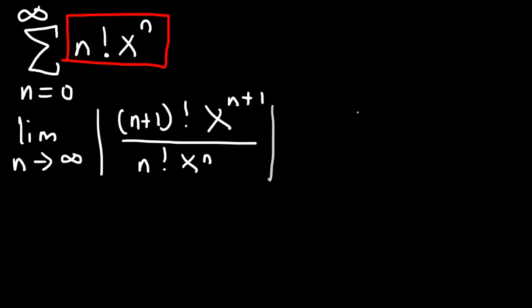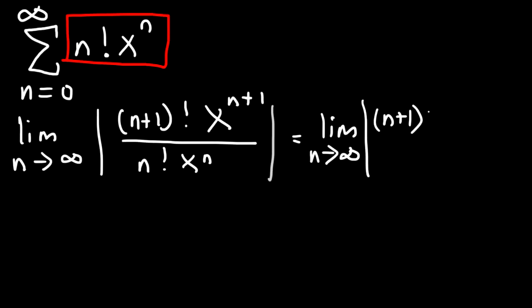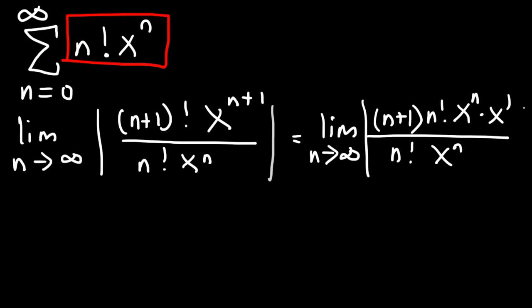So now let's simplify. So now we have the limit as n goes to infinity, and then n plus 1 factorial, that's n plus 1 times n factorial, and x to the n plus 1, that's x to the n times x to the first power, divided by these two. So now we can cancel x to the n, and we can cancel n factorial. And then I'm going to separate n plus 1 and x.